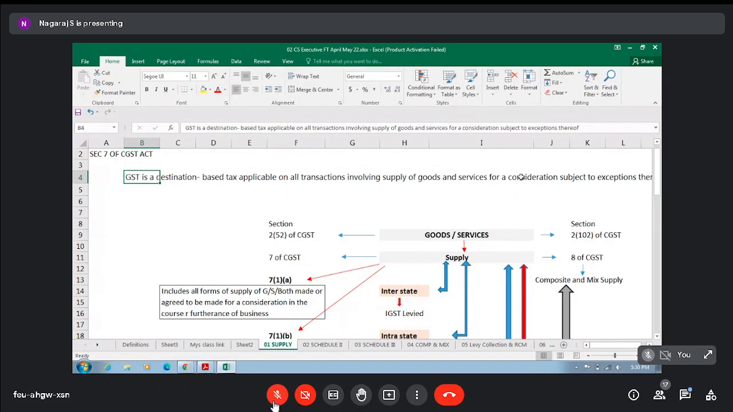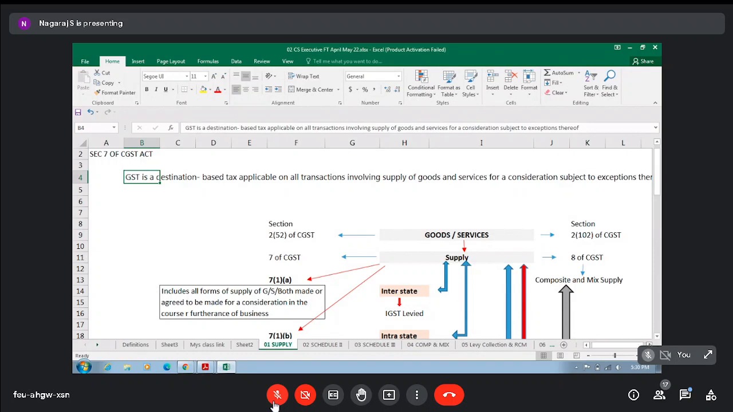For a consideration, there should be consideration, subject to exceptions thereof. That means even without consideration, if you do any supply, that also is covered under GST. You will have to pay GST on that also, even if you are not receiving any consideration. Supply means what? That is the question.